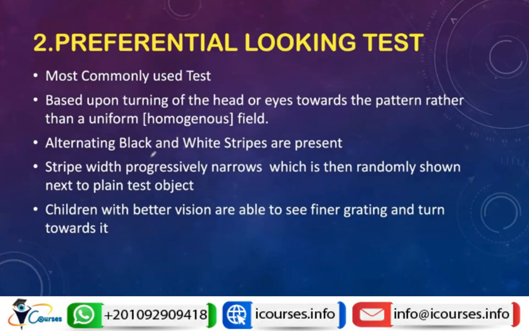In this condition, we use black and white stripes, and if the patient can see them, then he will look at them. And if he can look at them, we can make these stripes narrower, so that the patient is tested again. So if he can see them, then we can make them narrower and narrower until he loses his interest.